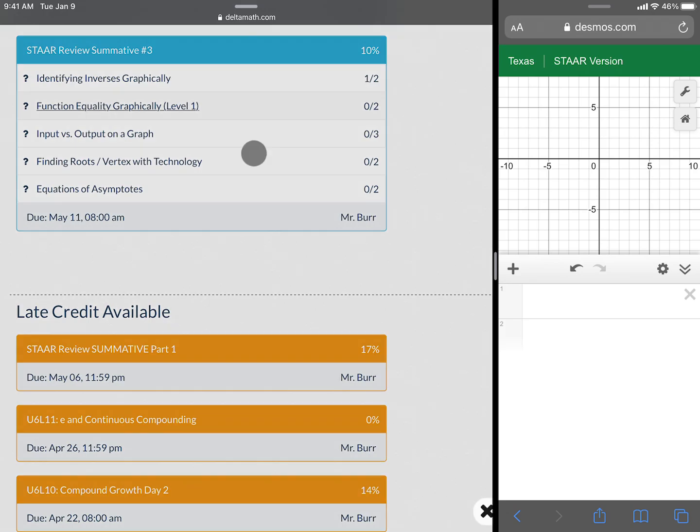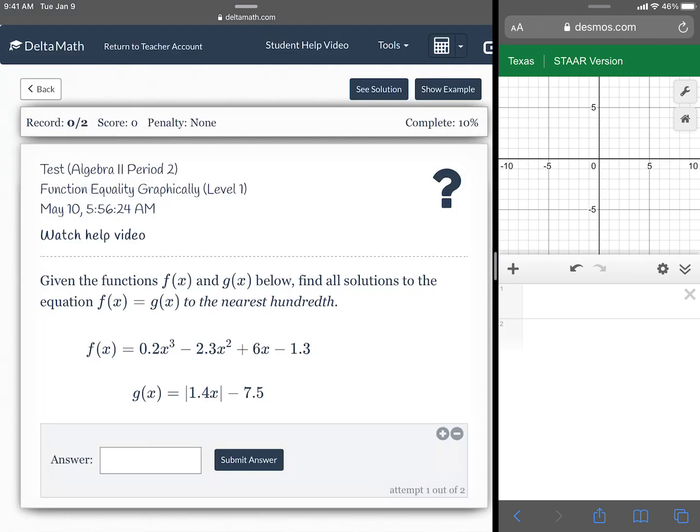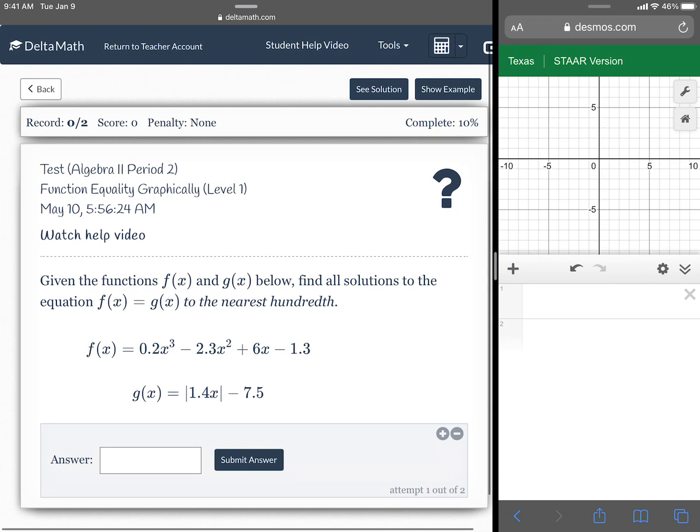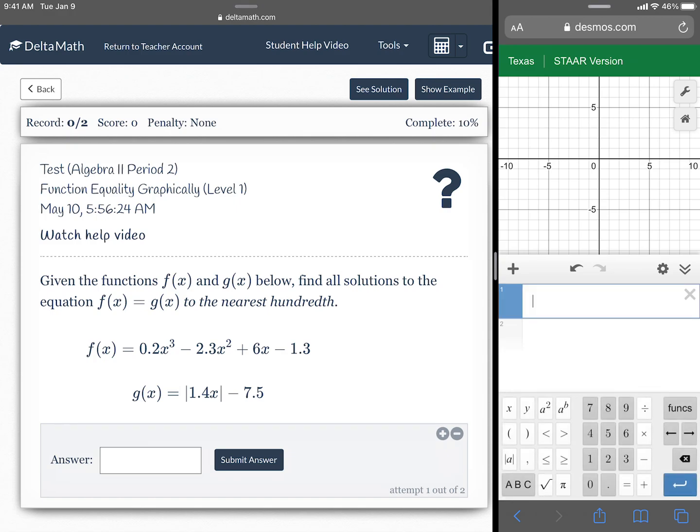The second one is function equality graphically. The whole point of this exercise is to find equality graphically. You can almost imagine we have a whole long equation where the left-hand side is this f of x function, 0.2x to the third minus 2.3x squared plus 6x minus 1.3. So let's go ahead and graph that.